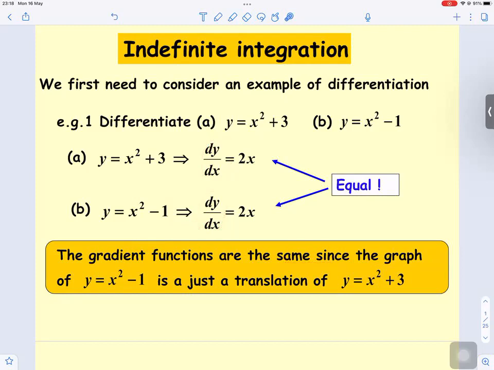Since the graph of y equals x squared minus 1 is just a translation of y equals x squared plus 3. So you've got the graph of y equals x squared minus 1 and the graph of y equals x squared plus 3. It's just a translation. Translation means they moved it up. And so the gradient function is the same.